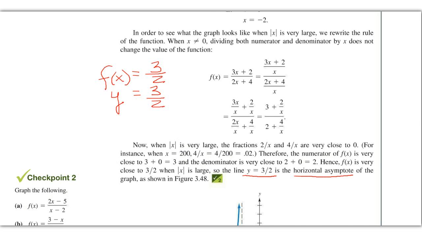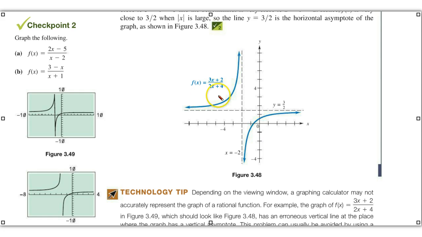So let's take a look at the graph now. Getting a number of points, you see now your vertical asymptote is at negative 2 right there, and your horizontal asymptote is 1.5, or 3 over 2. And again, the asymptote is defined as a line which your graph approaches but never reaches. So this is what this looks like.